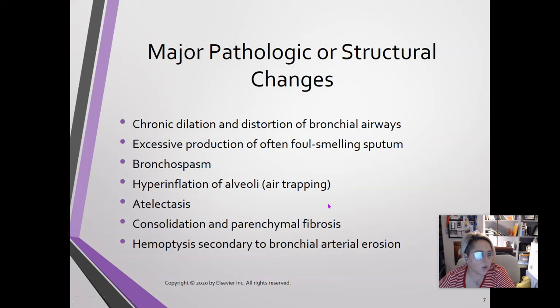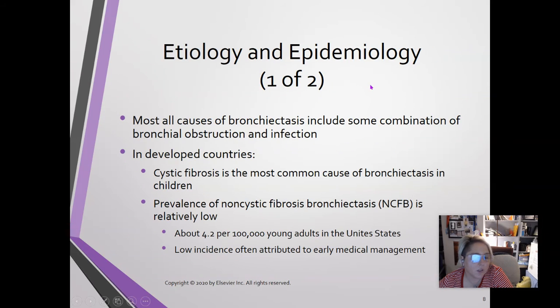So, the major pathologic or structural changes in bronchiectasis: you have chronic dilation and distortion of the bronchial airway, because it's constantly producing sputum. You have excessive production of often foul-smelling sputum, bronchospasm, hyperinflation of the alveoli, air trapping, atelectasis, consolidation and parenchymal fibrosis, and hemoptysis secondary to bronchial arterial erosion.